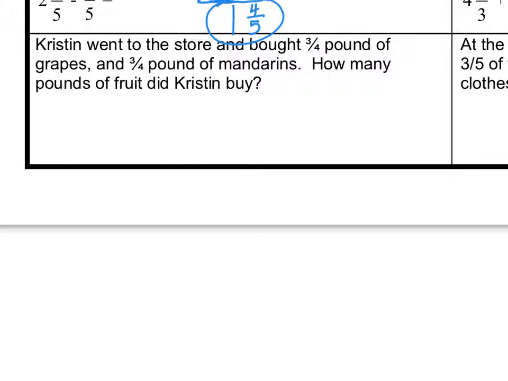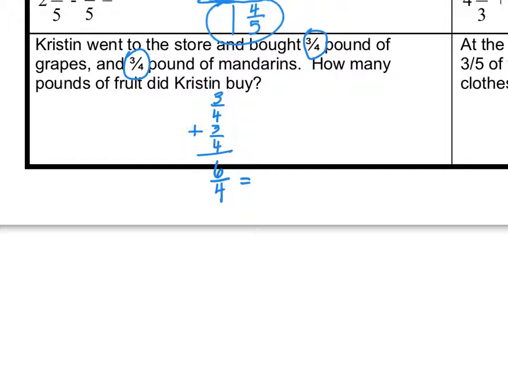Okay, last one. Kristen went to the store and bought 3/4 of a pound of grapes and 3/4 of a pound of mandarins. You know those little oranges you guys have been eating lately? How many pounds of fruit did Kristen buy? So we want to take this much and add it all up. So we're going to do 3/4 plus 3/4. Remember, the fourths are like pieces. The fourth tells you what size they are, but we can say 3 pieces plus 3 pieces equals 6 pieces. Okay, and the pieces are fourths.